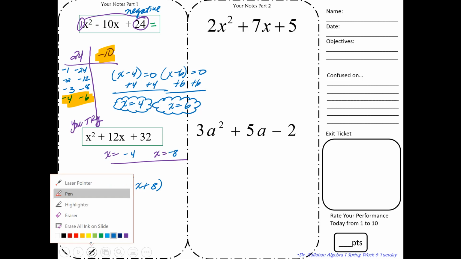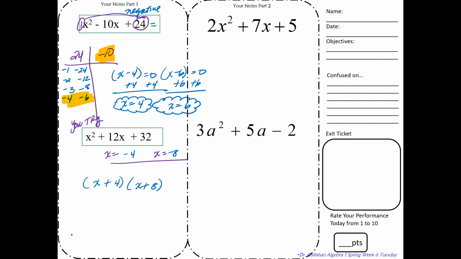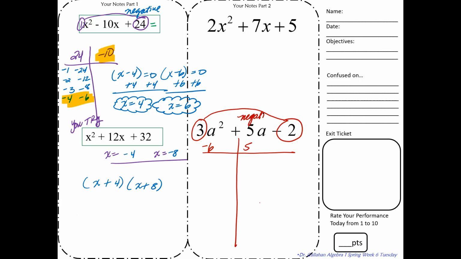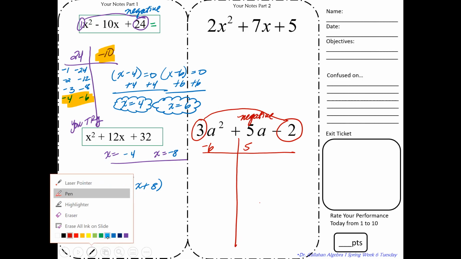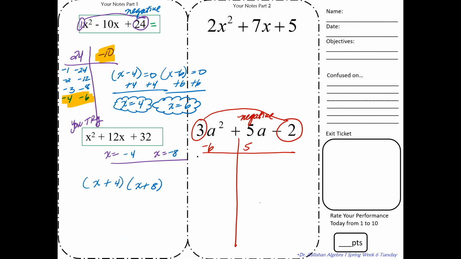Now let's go ahead and try something a little bit more complex, okay? Let's go ahead and take a look at this one here. 3 times negative 2 is a negative 6. Middle number is going to be a 5. And I do have negative numbers, so let's go ahead and find all the factors to negative 6 with negative numbers. That's negative 1, 6, positive 1, negative 6, negative 2, 3, 2, and negative 3.